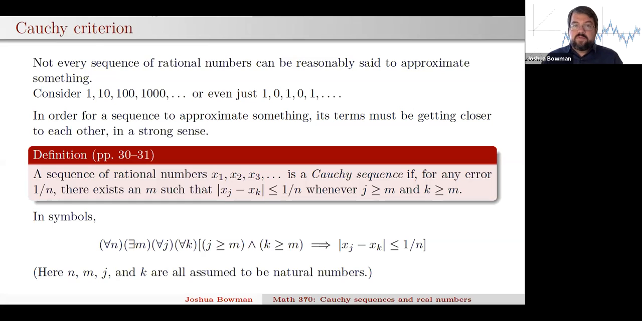So the first formal definition we need for today is that of a Cauchy sequence. Cauchy was a French mathematician. That's why we pronounce his name that way.